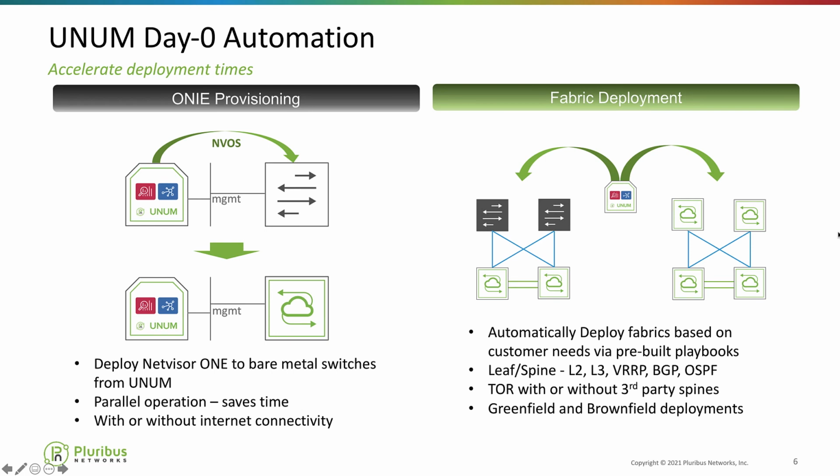Using a series of pre-built playbooks, customers can set up and automatically configure leaf-spine fabrics using Layer 2, Layer 3, VRRP, BGP, or OSPF. In a typical top-of-rack deployment, you can connect to either Pluribus spines or attach to existing third-party spines as well.